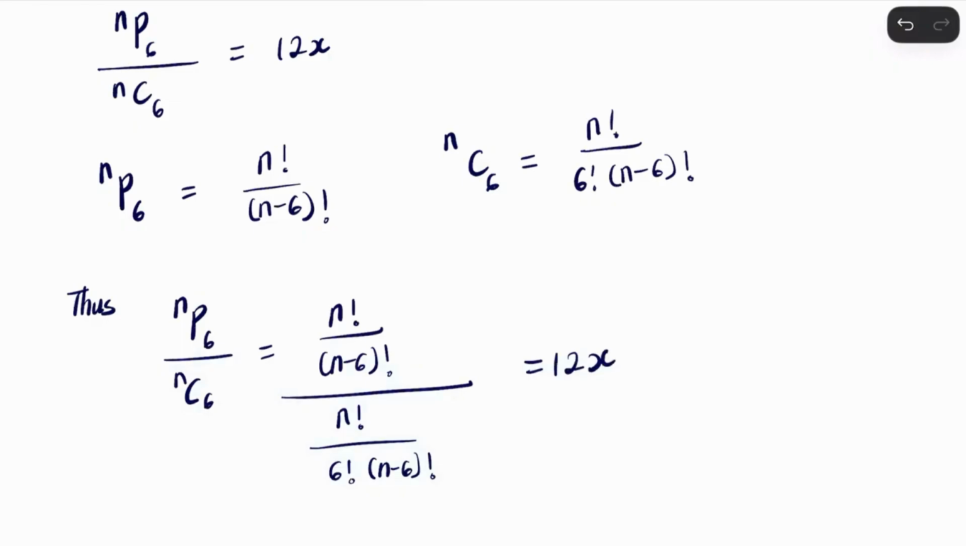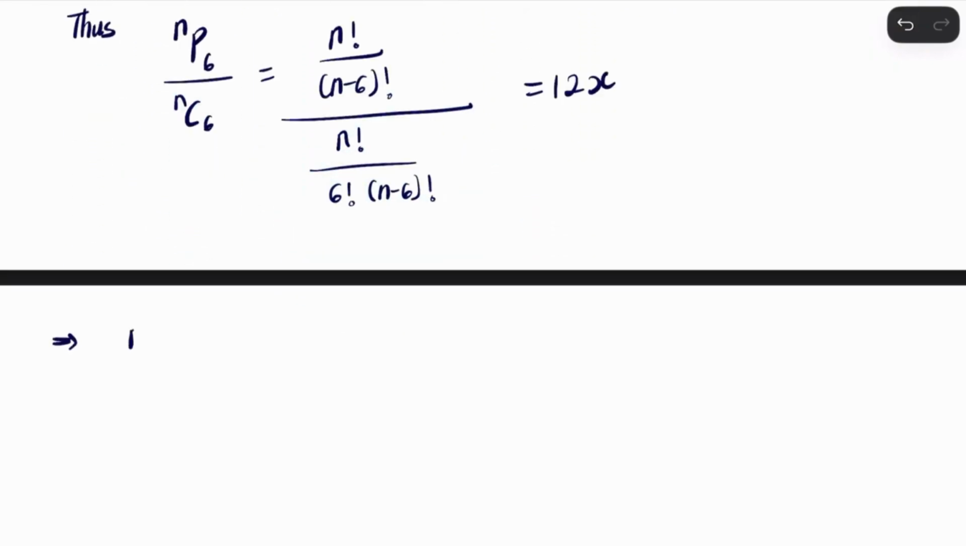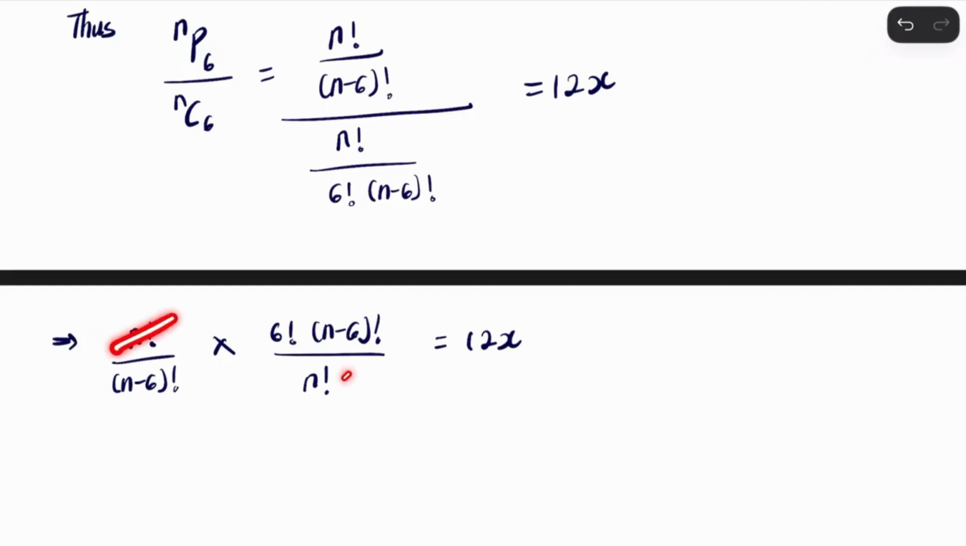Now let's simplify this. We have n factorial divided by n minus 6 factorial, then times 6 factorial n minus 6 factorial divided by n factorial is equal to 12x. Here, this cancels out this, and this also cancels out this. So it's left with just 6 factorial. Thus, we have 6 factorial is equal to 12x. So we now solve for x.